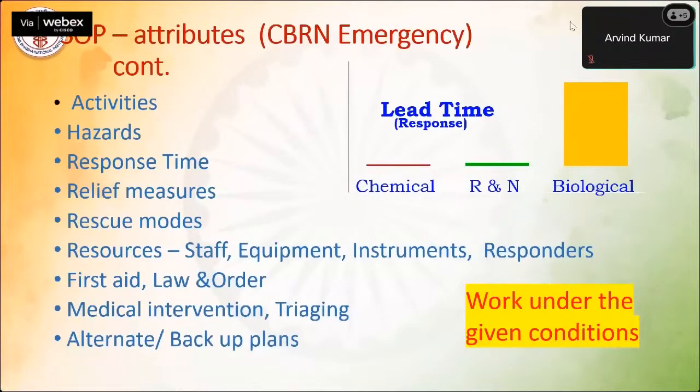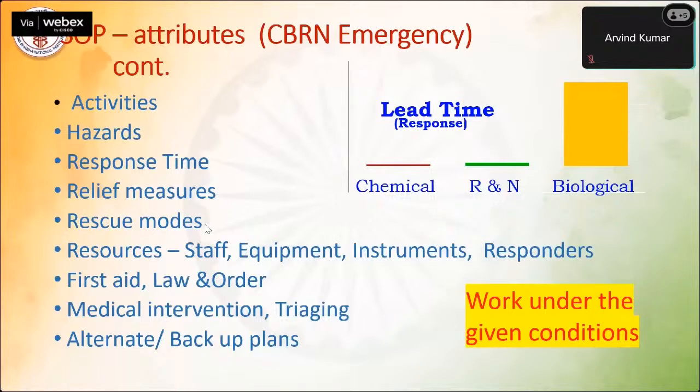All right. So SOP attributes in CBR and emergency in particular: the activities, the hazards, the response time. Now, response time is known to us. In chemical emergencies, the response time is in minutes and hours. Very, very fast. Otherwise, we lose precious life. In case of radiological and nuclear cases, the response time is slightly more, or let us say we talk in hours and maybe days. And in biological, the whole world has now become very learned after this COVID experience. It goes on for long.